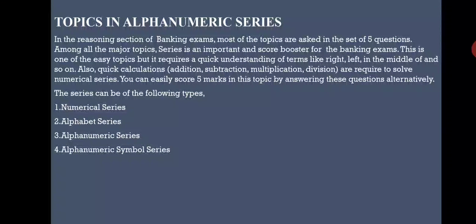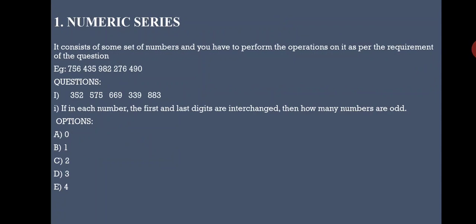There are several types in this alphanumeric series. Types are numerical series, alphabet series, alphanumeric series, and alphanumeric symbol series. The first type is numeric series. It consists of some set of numbers, and you have to perform the operation on it as per the requirement of the question. Here the example is given.